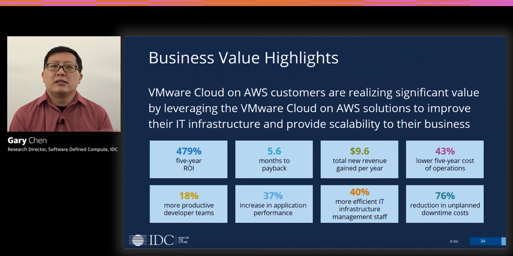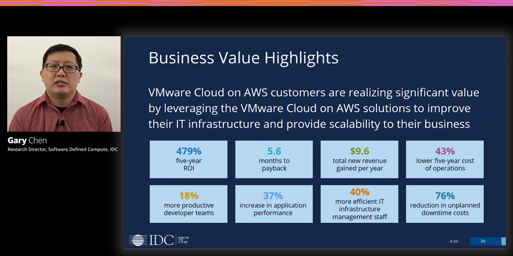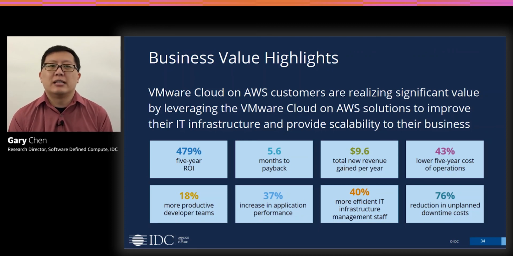So in summary, we found that VMware Cloud on AWS had a total 479% 5-year ROI with 5.6 months to payback. And it was able to drive, on average, $9.6 million in total net new revenue to the business and reduce the total cost of operations by 43%. So the benefits are seen across developer teams, better application performance, management efficiencies for IT staff, and reductions in downtime.